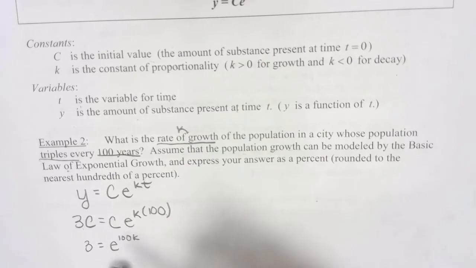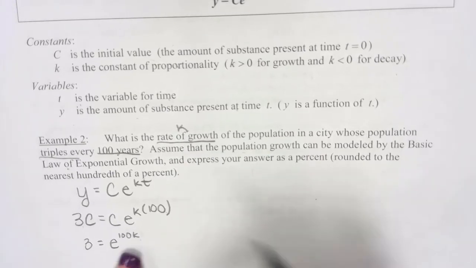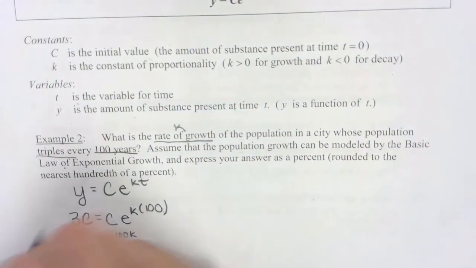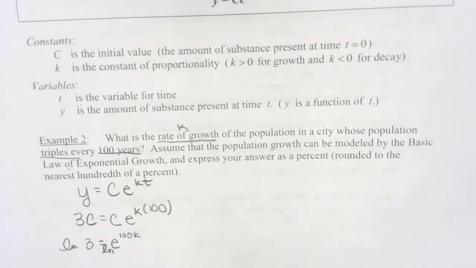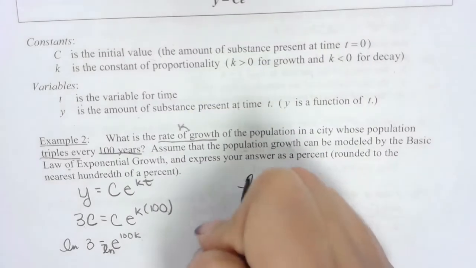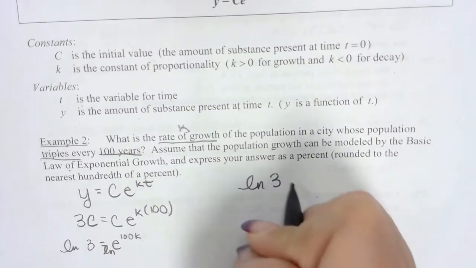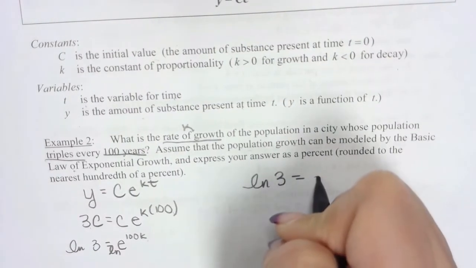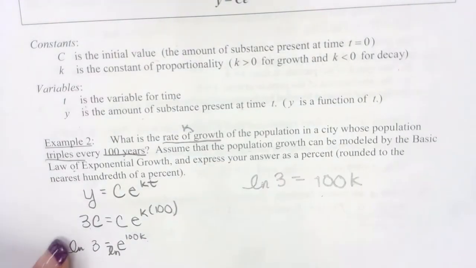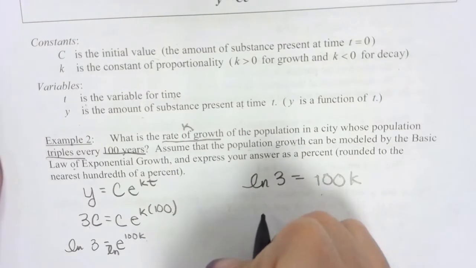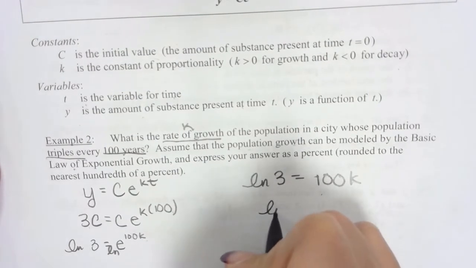Now, I need to get k by itself. So I need to get rid of the e, so I'm going to ln both sides. I get ln 3 equals 100k, and then to get k by itself, I just divide by 100.